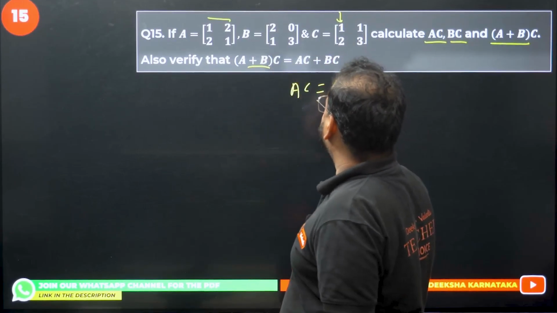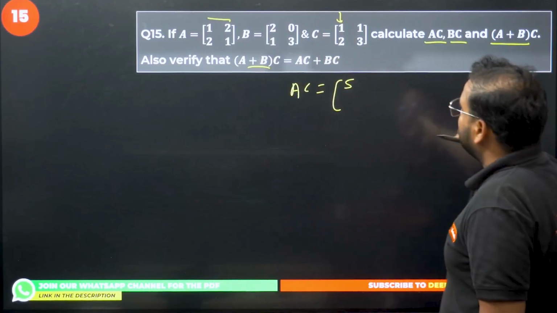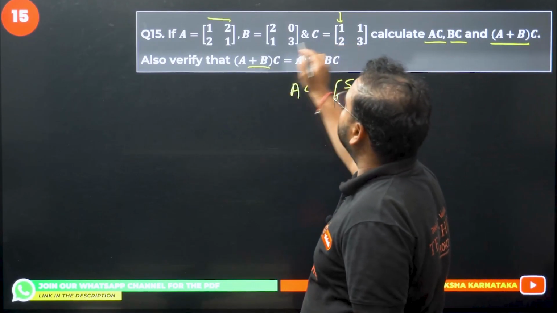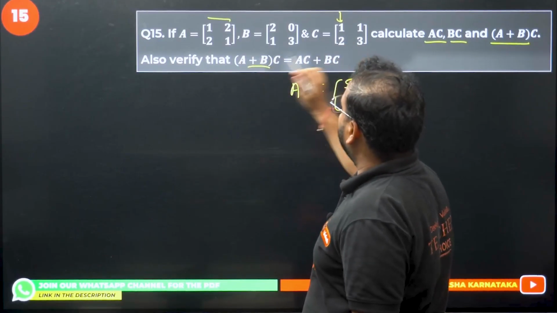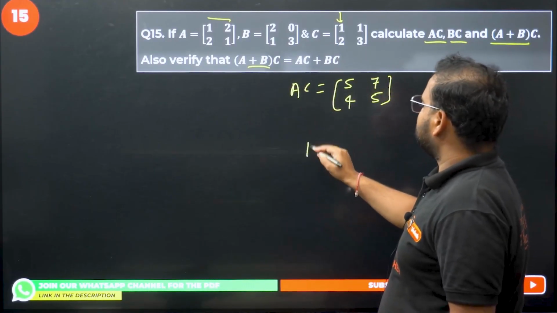A to C. You have 1 into 1 is 1, 2 into 2 is 4, so 4 plus 1 is 5. 1 into 1 is 1, 6. So 7. 2 into 1 is 2, and 1 into 2 is again 2, so 4. 2 into 1, 1 into 3, so 5. That's my AC. Same way you can find BC as well.